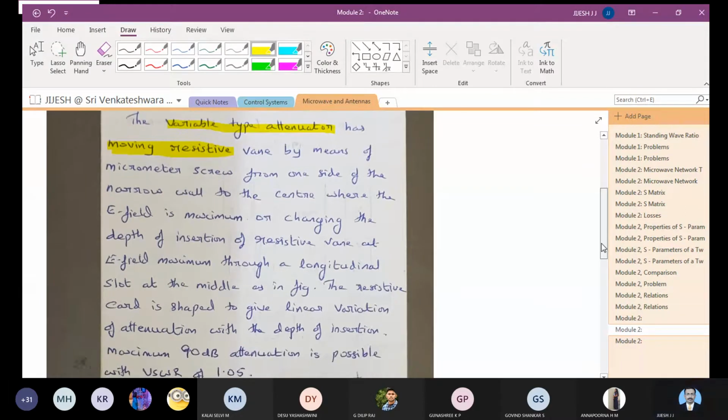So this will look the same as the variable attenuator you have drawn before. As I have told you, the resistive films are sharp at both ends to avoid reflection, and the attenuation possible is almost a maximum of 90 dB, with a VSWR of 1.05. So these are some points you can understand about the variable attenuator. You can note down these points.